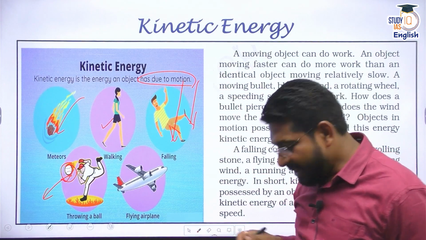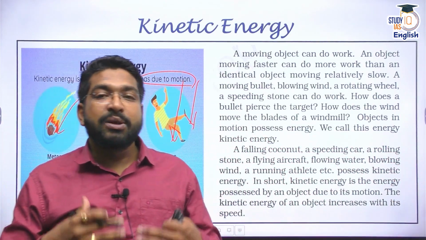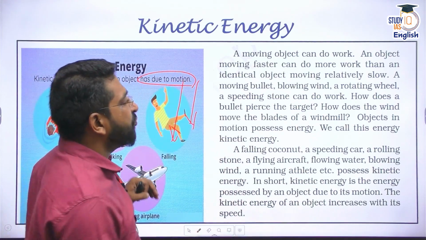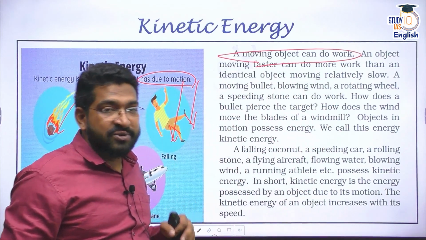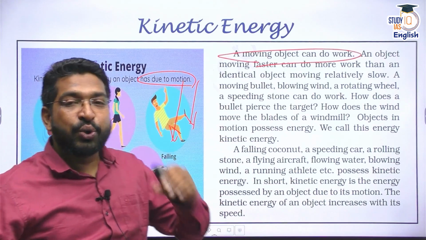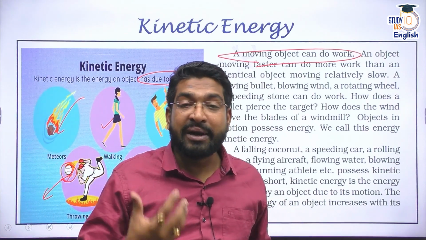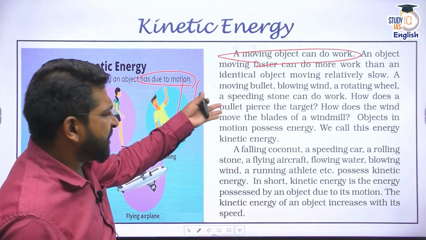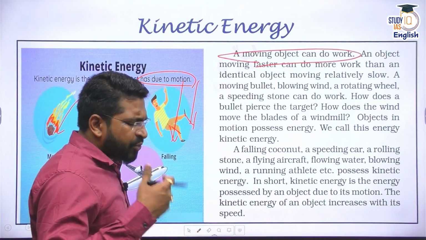energy, right? So kinetic energy is something which is because of the motion of an object. It is because of the virtue of that motion. A moving object can do work, and the faster the object moves, the faster work can be done. So kinetic energy can be used to do work, because energy, as I told you, is the ability to do work. And how do we categorize? For example, kinetic energy: a moving bullet, a moving ball, blowing wind, a rotating wheel.